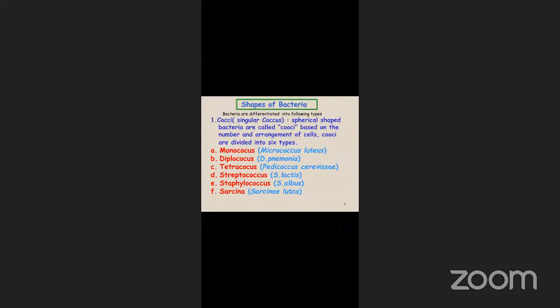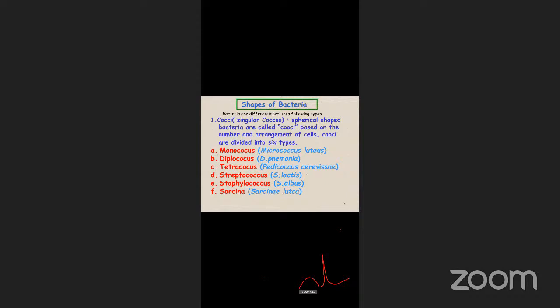The shapes of bacteria I will show in the next slide. Mono means single. The cells occur singly, so it is called monococcus. An example of monococcus is Micrococcus luteus. Next, diplococcus. Diplo means two. Diplococcus means the cocci cells occur in pairs. It is called diplococcus bacteria.